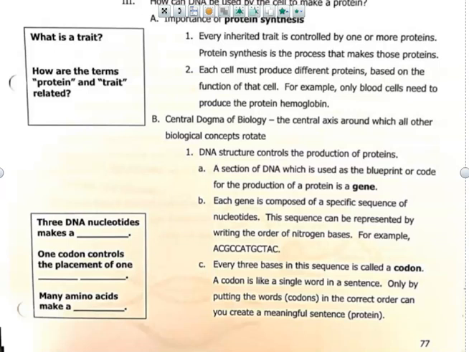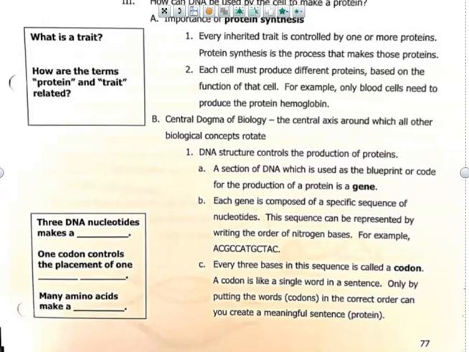Okay, we are on page 77 of our handbook, looking at how can DNA be used by the cell to make a protein. So A, the importance of protein synthesis. Every inherited trait, meaning all of the things about you that you see, is controlled by one or more proteins. Protein synthesis is the process that makes those proteins. Remember back from Module 1, synthesis means to make. So this is just how we're making proteins.